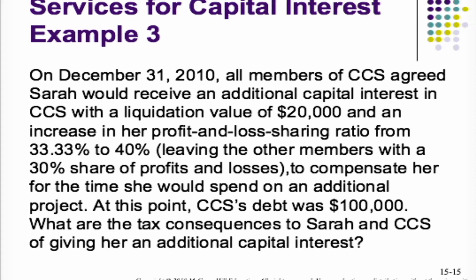December 31st, 2010, all members of CCS agreed Sarah would receive an additional capital interest in CCS with a liquidation value of $20,000 and an increase in her profit and loss sharing ratio from 33.33% to 40%, leaving the other members with a 30% share of profits and losses, to compensate her for the time she would spend on an additional project. At this point, CCS's debt was $100,000. What are the tax consequences to Sarah and CCS of giving her an additional capital interest?